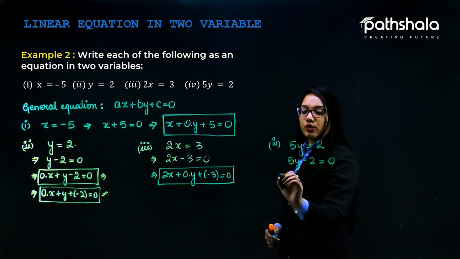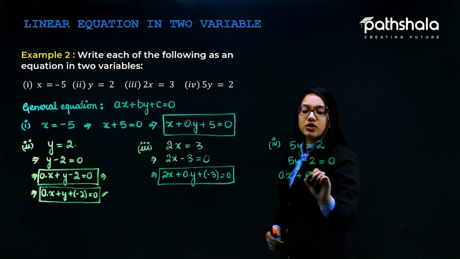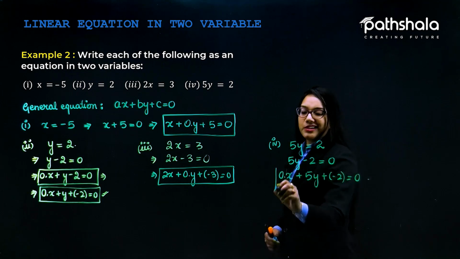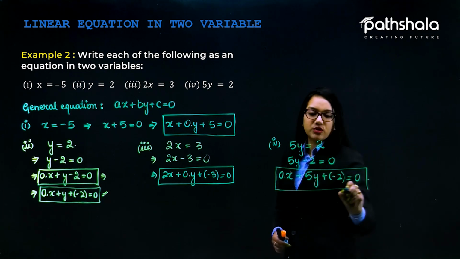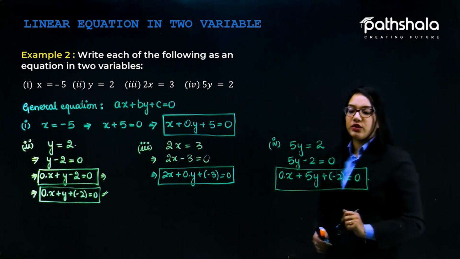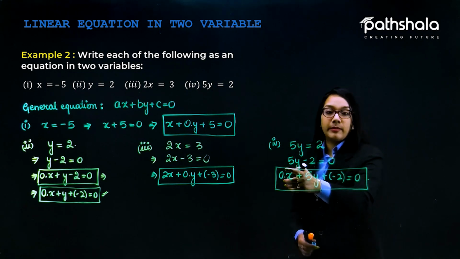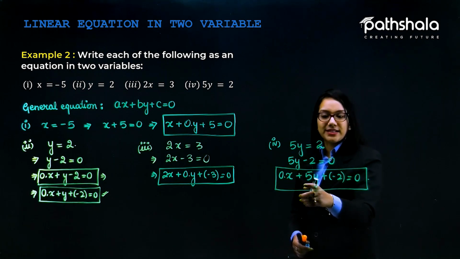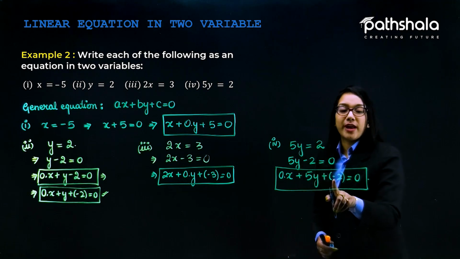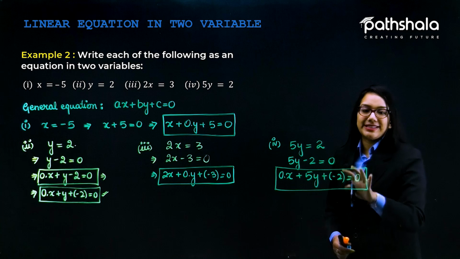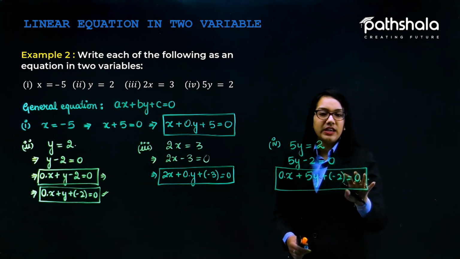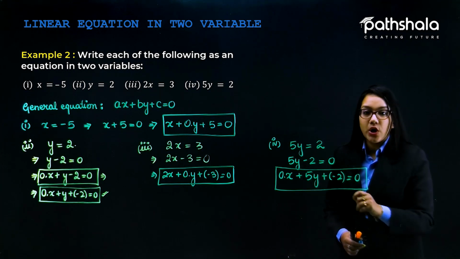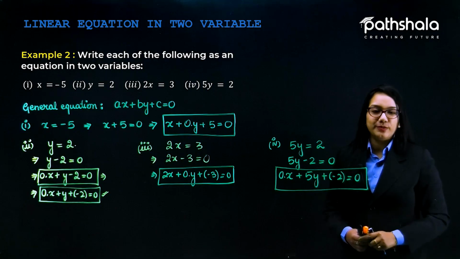So we can express it as 0 into x plus 5y plus minus 2 is equal to 0, because as the variable x is missing, we can represent it as 0 into x. 5y is as it is, and minus 2 can be written as plus minus 2. So at the end, this is the representation of 5y is equal to 2 in the form ax plus by plus c is equal to 0. So this is all about example number 2.